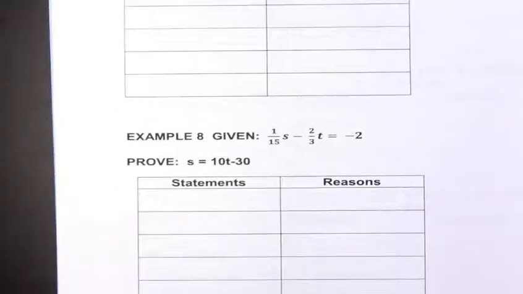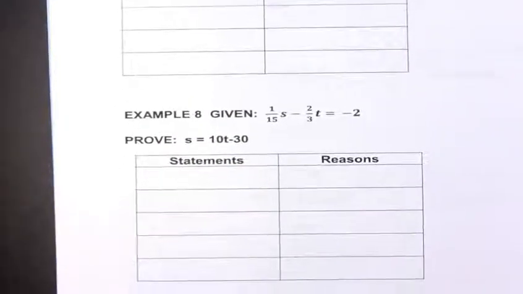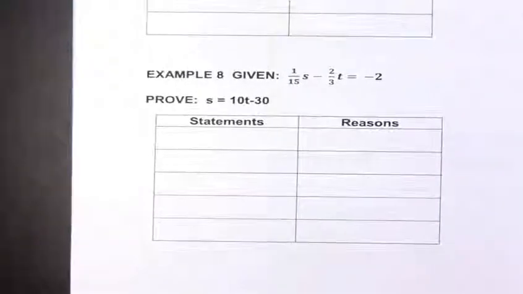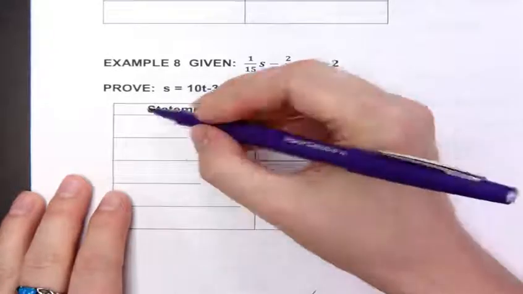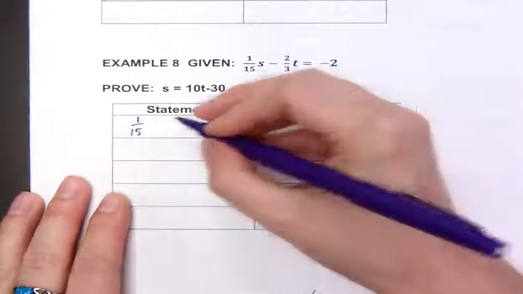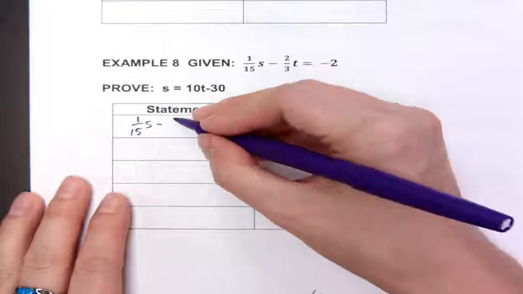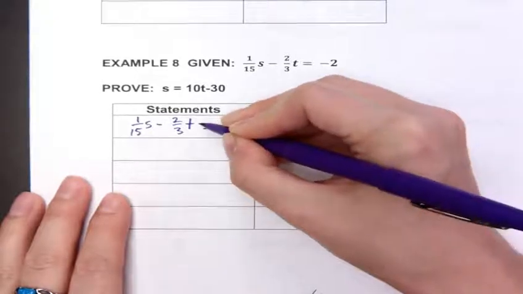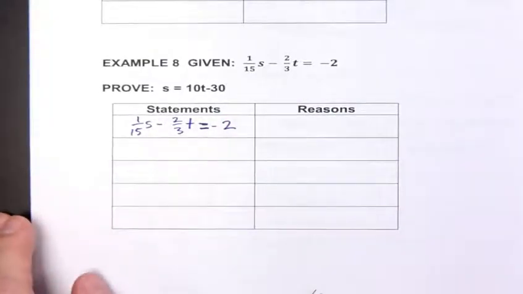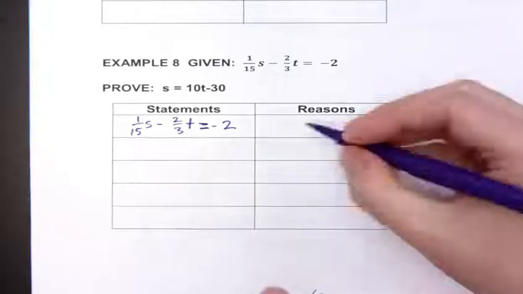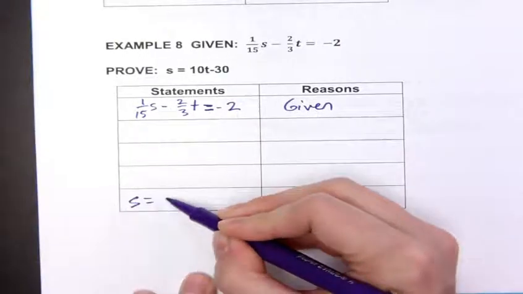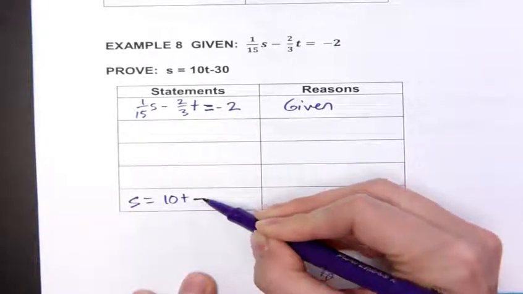We're gonna work through number 8 step by step. You don't even say if or then. Okay, so this one we know we're gonna start with our given, right? Say if. Good start. Yes. Okay, so that was our given. I know at the end I'm trying to get to s equals 10t minus 30.